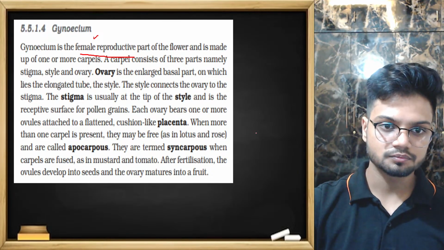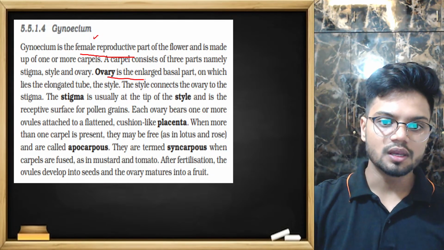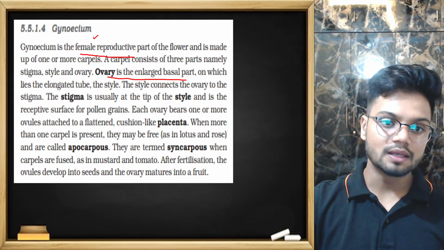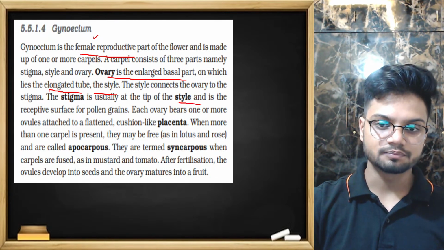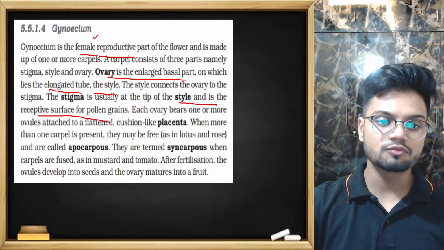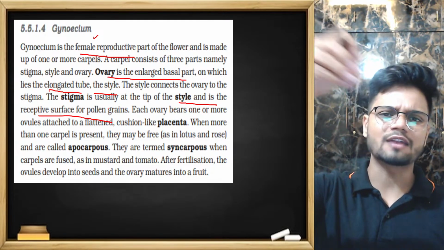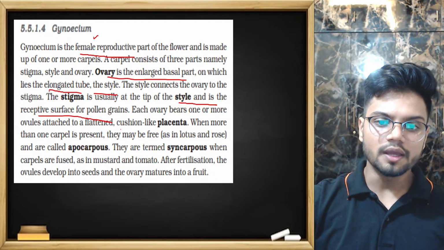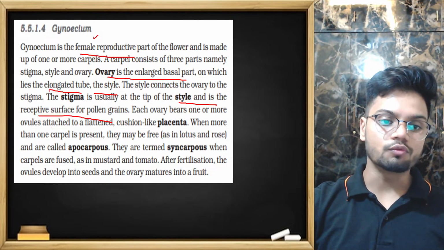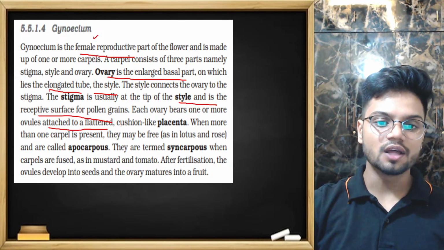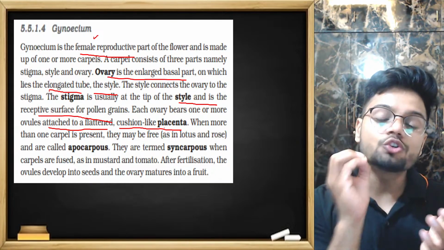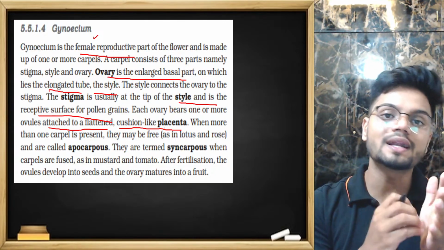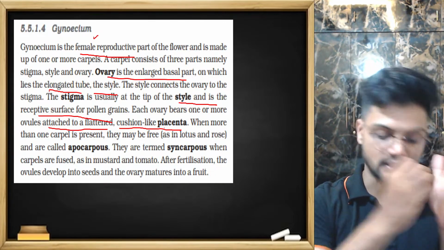See here. Ovary is the largest basal part of the pistil. Then there is the elongated tube. The style connects the ovary to the stigma. The stigma is usually at the top of the style and is the receptive surface for the pollen grains. Basically, all the pollen grains land on the stigma. Each ovary bears one or more ovules attached to the flattened cushion-like placenta. I told you, a cushion-like structure called the placenta. On top of the placenta, all the ovules are attached.